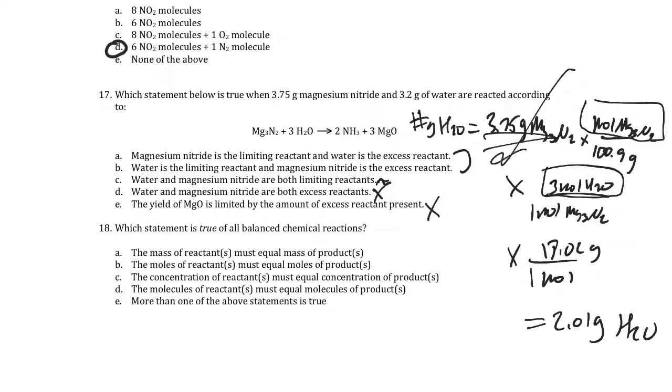So in order to make this go to 0 and be the limiting reactant and consumed in the reaction, we have to have present 2.01 grams of water, which we have. We have 3.2 grams of water present. Okay, so we can consume all the Mg3N2 and be left behind with some of the water as the excess reactant. So water is the excess reactant, Mg3N2 is the limiting reactant.